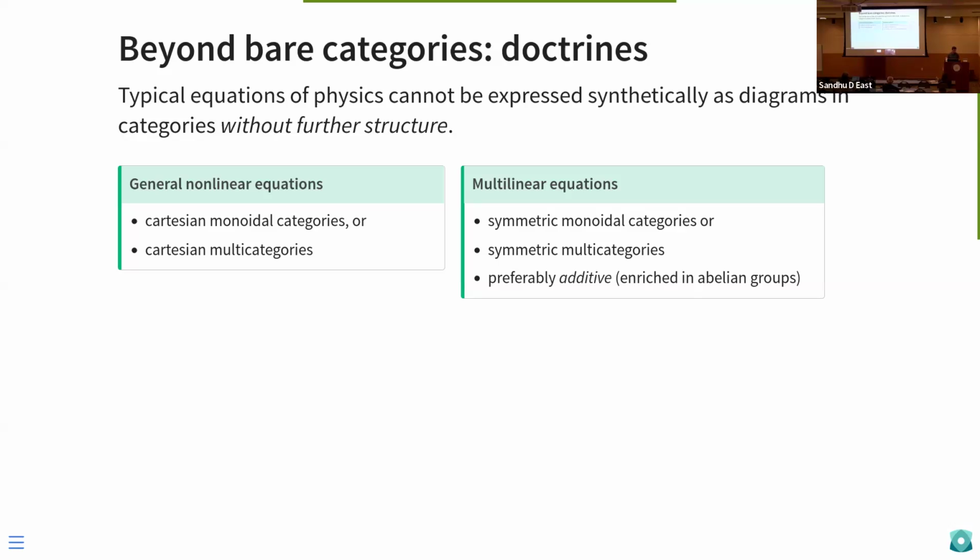So once you start getting into this, you're pushed away from the bare categories that we were discussing in the context of databases to more elaborate kinds of categorical structure. So a natural place to try to formulate a perfectly general nonlinear equation might be a Cartesian monoidal category, or if you prefer a slightly more syntactic view on that, maybe a Cartesian multicategory.